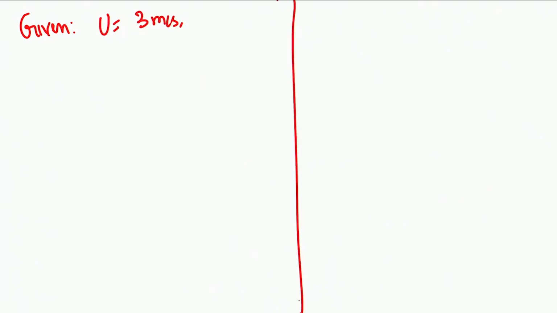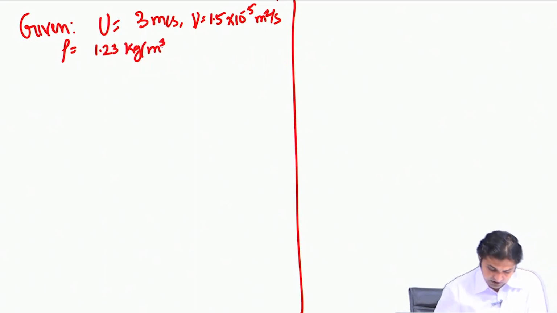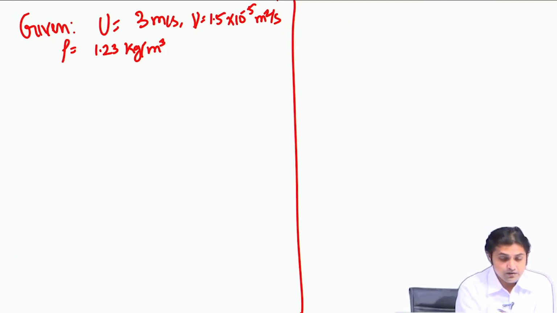So, what we are going to do, given U is equal to 3 meters per second, nu is equal to 1.5 into 10 to the power minus 5 meter square per second, and rho is given as 1.23 kilogram per meter cube.